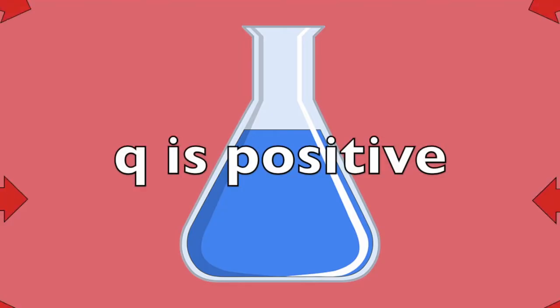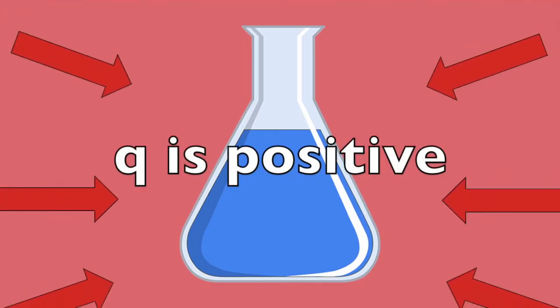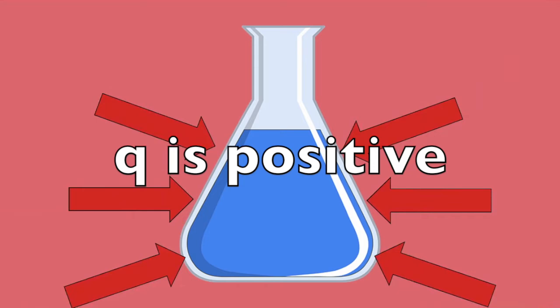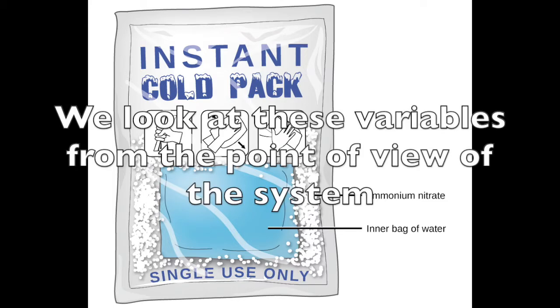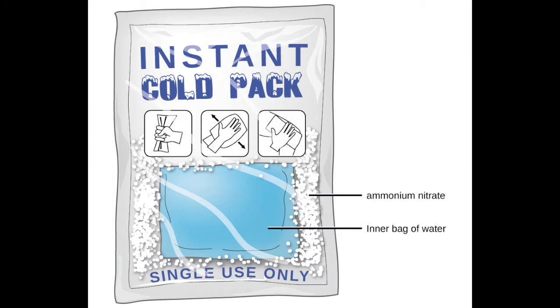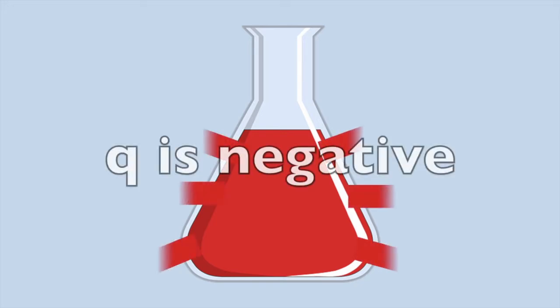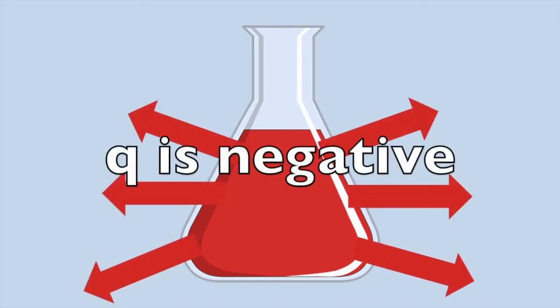For heat, Q is greater than 0. That means it's a positive number if heat is transferred from the surroundings to the system. In other words, Q is going to be positive if the system is gaining energy. And that's because we look at these variables from the point of view of the system. If heat is transferred from the system to the surroundings, if the system is losing energy, Q will be negative. Q will be less than 0.